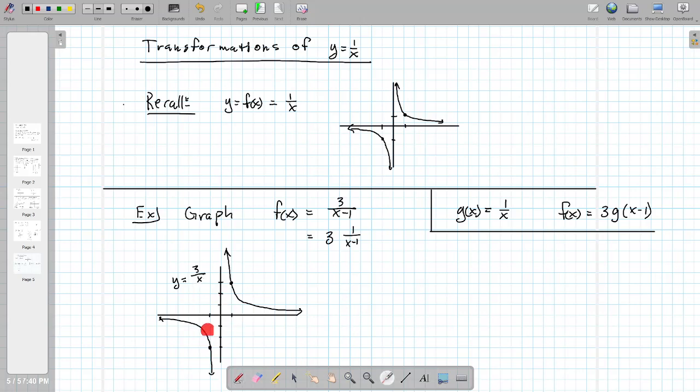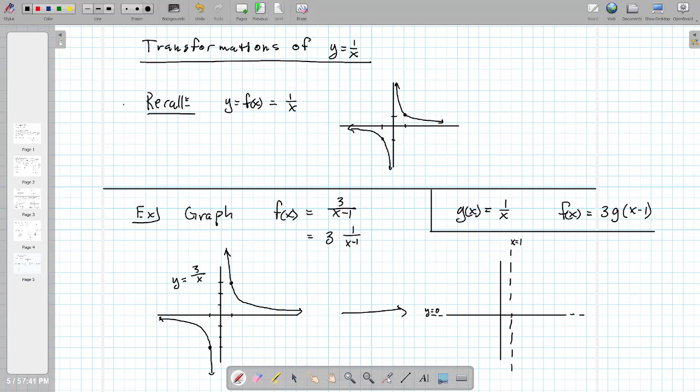Now we need to take this graph and shift it to the right 1 unit. So note that we have a horizontal asymptote at y equals 0, and we have a vertical asymptote at x equals 0. So if we're shifting to the right 1 unit, the horizontal asymptote will not change because it extends infinitely horizontally. So we still have a horizontal asymptote at y equals 0. But our vertical asymptote, which was at x equals 0, is going to shift to the right 1 unit. So it's going to move to here at 1.